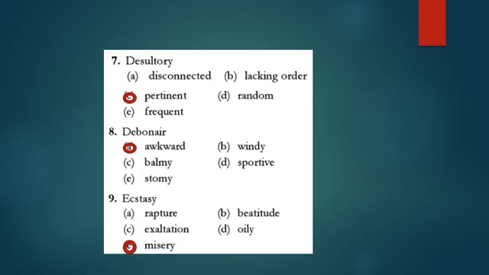What does balmy mean? Balmy means pleasant weather, pleasant conditions, and windy, sporty. Okay, let's go to the next word, ecstasy. Great happiness, ecstasy. Rapture also means joy. So all the remaining words are positive, but only the word misery is negative. What does oily mean? Oily means very smooth, clean. And exaltation, again, great happiness, extreme happiness. So the opposite word of ecstasy will be misery. Desultory, pertinent. Debonair, awkward. Ecstasy, misery.